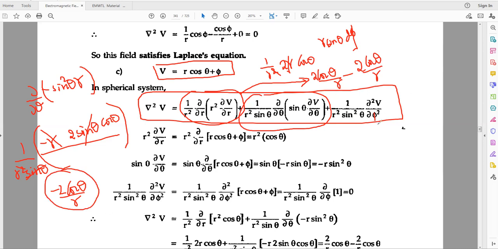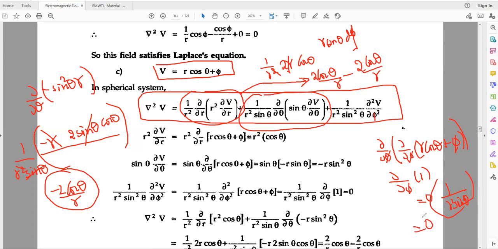Coming to the last term, ∂²V/∂φ². First apply ∂/∂φ of V, where V is r cosθ plus φ. The first derivative of φ is 1. Then ∂/∂φ of 1 is 0, and 0 times 1/(r² sin²θ) is also 0. Totally the last term is 0.